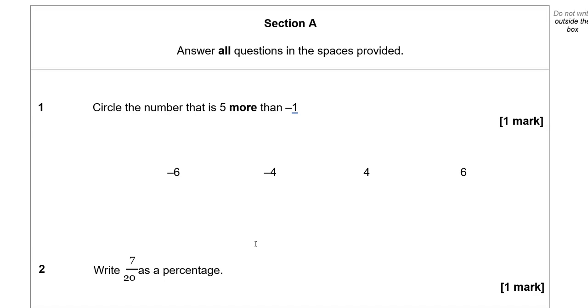Circle the number that is 5 more than -1. So if you think of a number line or a thermometer, you'd have 0 here, then -1. Then we have 1, 2, 3, 4, 5, and so on. So it says 5 more, so we're going to go 5 spaces up from -1. So 1, 2, 3, 4, 5. So 4 is the answer.